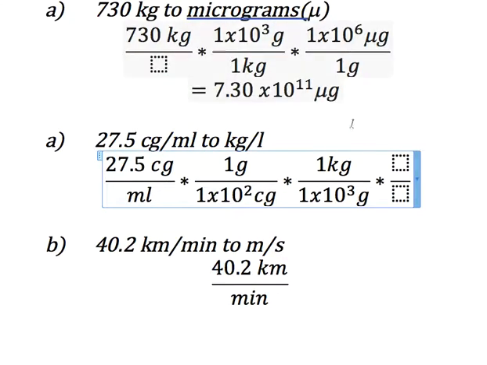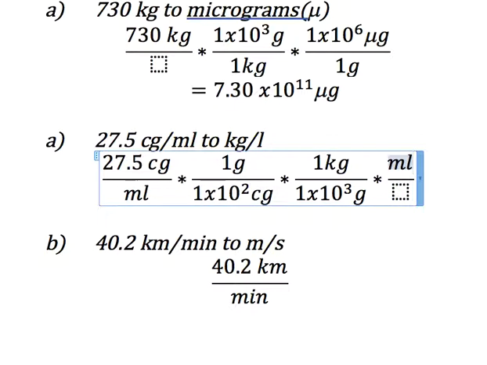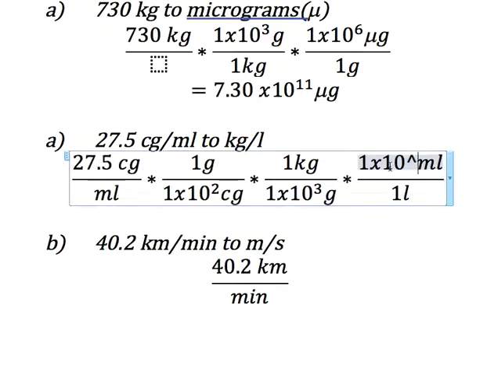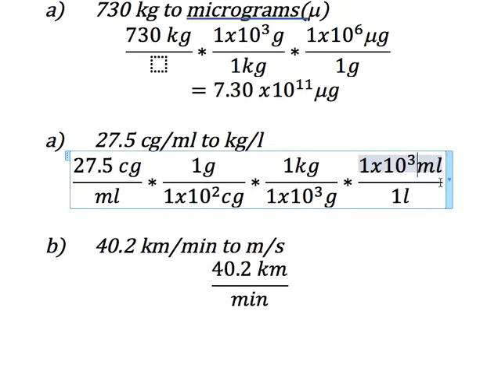Got 1 more. And this time, because milliliters are on the bottom and I need to get rid of them, I need them on the opposite. So I have to put milliliters on top of this conversion, and I want liters on the bottom, so I'm going to put 1 liter on the bottom. Liter is the larger unit, and it takes 1,000 milliliters to make a liter. Okay, and now I'm all set, because my milliliter here and my milliliter here cross out. I've got kilograms on top, and liters on the bottom.